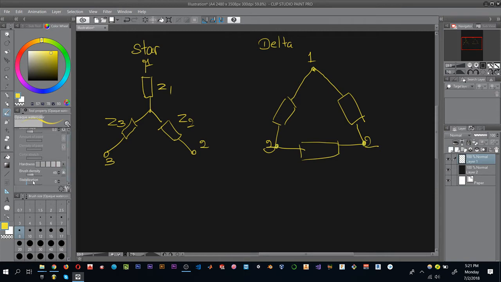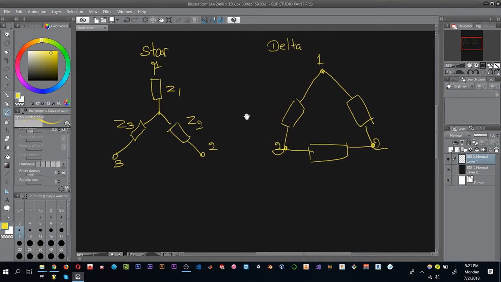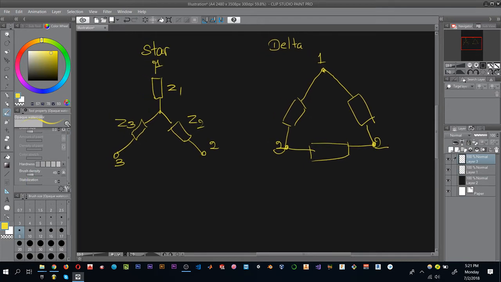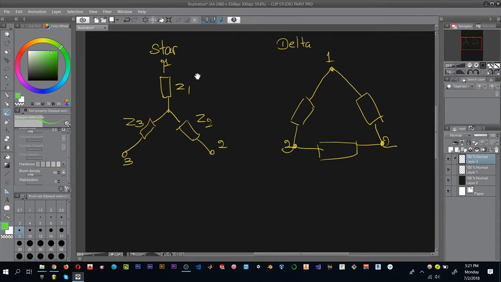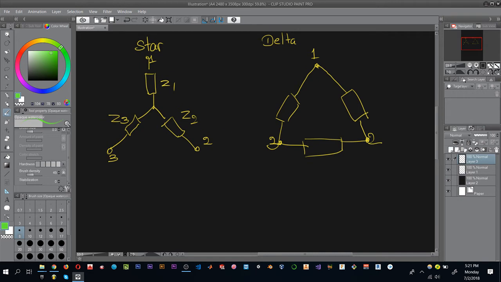Now I'm telling you all of this because there's an equation on how you can convert a star to a delta. So let me go on a new layer and use a different color. This is the star transformation, and there's an equation that says, if you've got this given star and you want to get the equivalent resistance between the nodes point 1 and 3, for example, that's the equivalent resistance. So we'll name this ZA, ZB, and ZC.